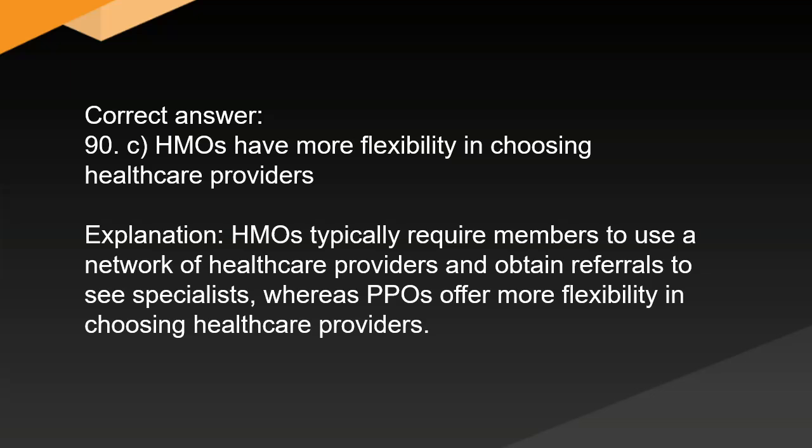Correct answer. C. HMOs have more flexibility in choosing healthcare providers. Explanation. HMOs typically require members to use a network of healthcare providers and obtain referrals to see specialists, whereas PPOs offer more flexibility in choosing healthcare providers.